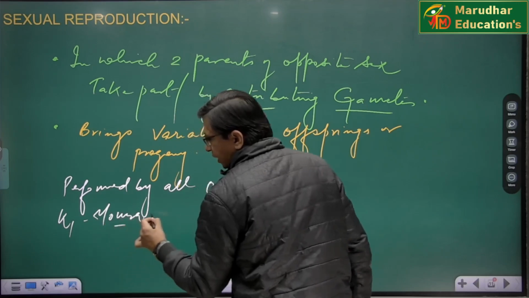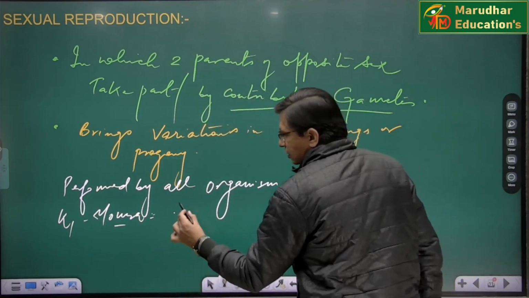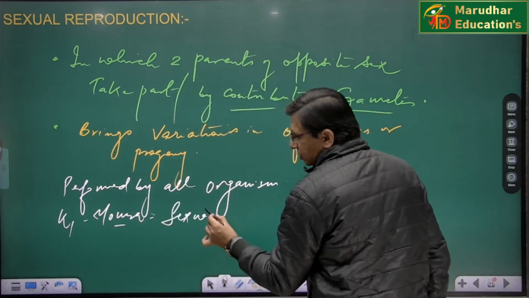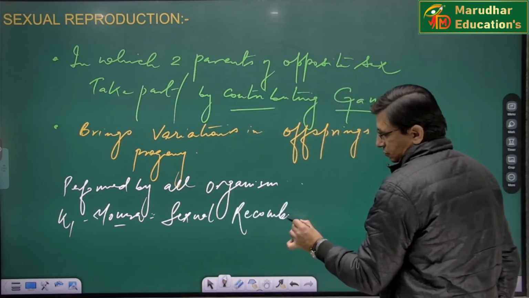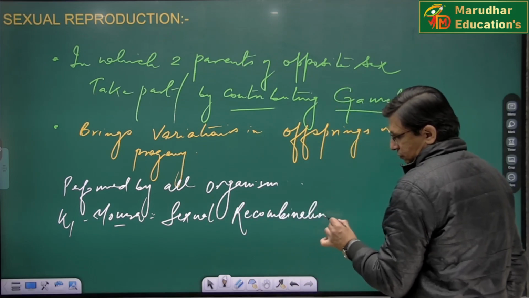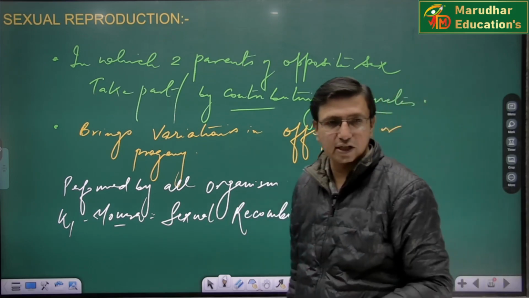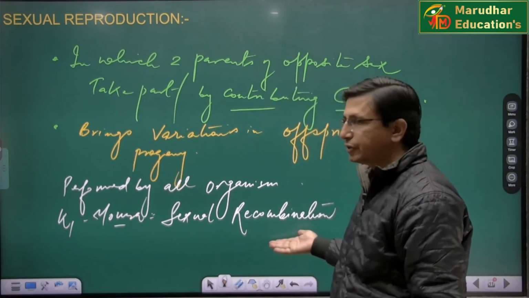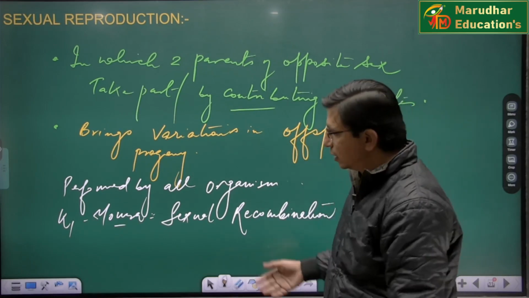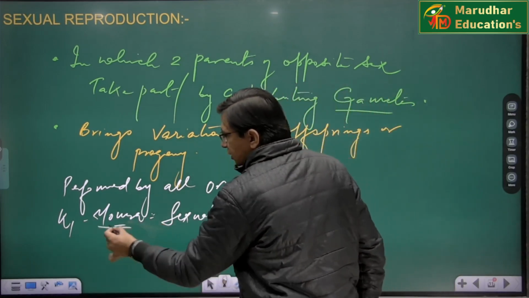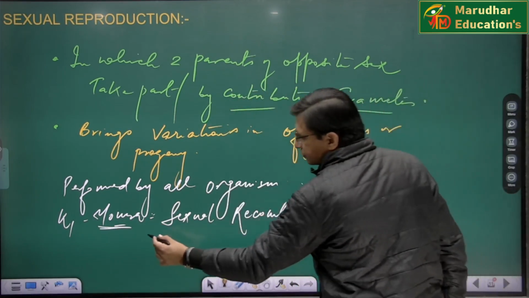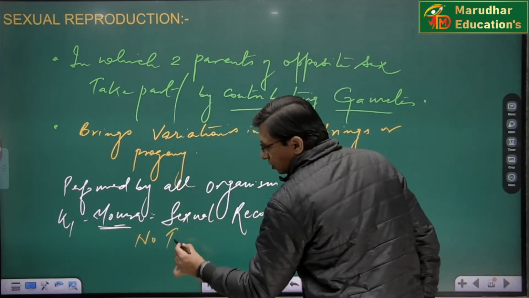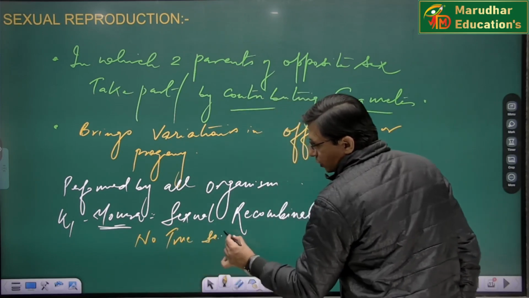In kingdom Monera, there is sexual recombination. Instead of what? Sexual reproduction, they have sexual recombination. Right? So Monera is not having what? True sexual reproduction. No true sexual reproduction.